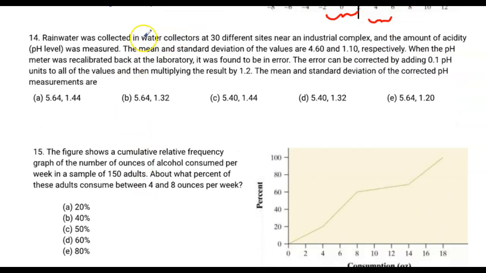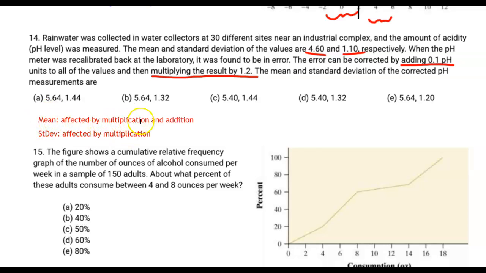For question number 14, rainwater is collected in water collectors at 30 different sites. They measure the acidity, the pH, and they give you the mean, and they give you the standard deviation. Great. Unfortunately, those numbers are in error. The error can be corrected by adding numbers to the distribution, and then multiplying the distribution by a number. Now, you should remember that multiplying and adding affect the mean and standard deviation differently. Specifically, the mean is affected by both multiplication and addition of the individual values, but standard deviation is only affected by multiplication. The spread isn't changed by sliding the curve. The spread is changed by widening the curve, which would happen if you multiplied everything.